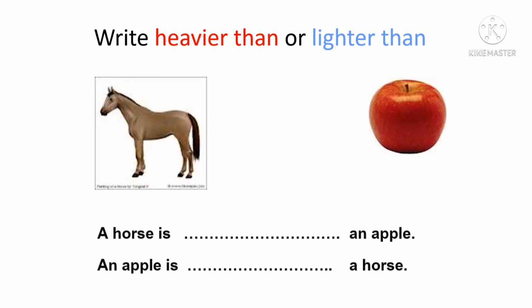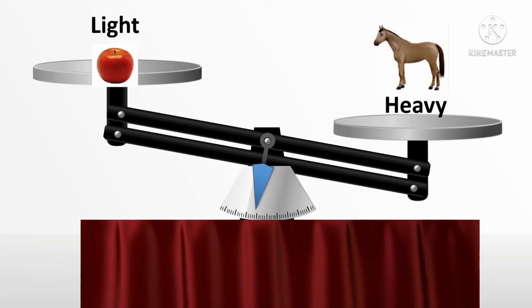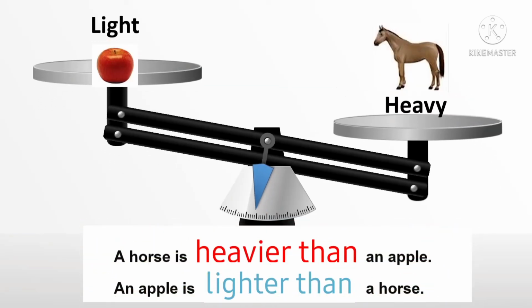Let's solve this question. Write heavier than or lighter than. A horse is blank an apple. An apple is blank a horse. A horse is heavier than an apple. An apple is lighter than a horse.